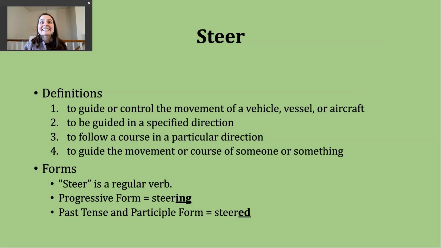You should know that steer is a regular verb. To make the progressive form of this verb, all you need to do is add ing to form steering. The past tense and participle forms of this verb are made by adding ed. Our base verb, steer, ends in a voiced R sound. So our past tense ending is going to make a D sound, but we're not adding an extra syllable here. So it should sound like this: steered, steered.